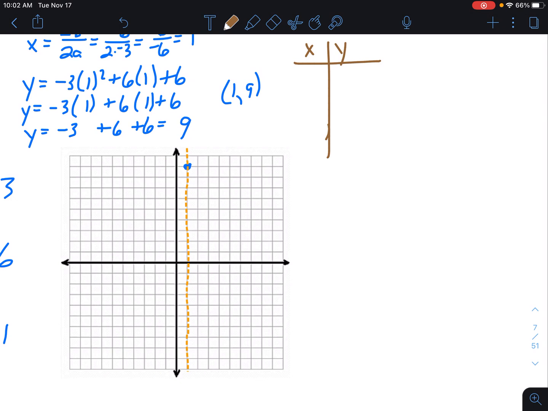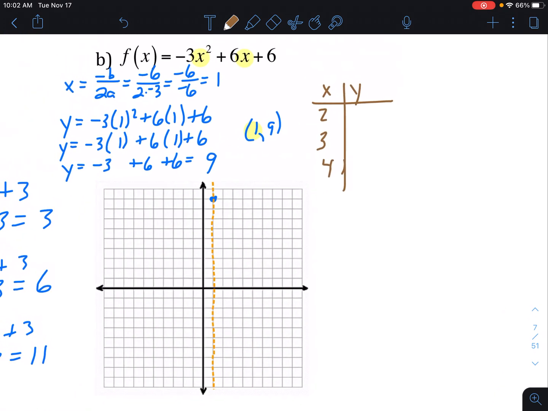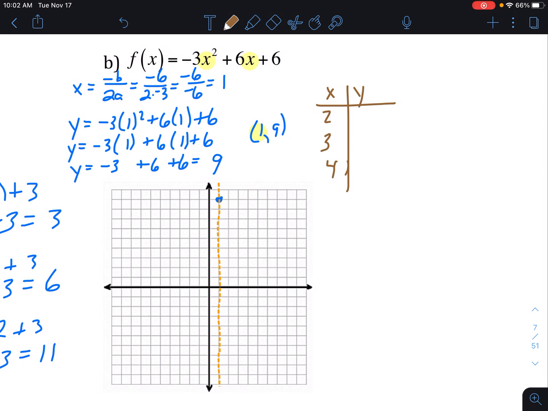Okay, so what x value should I choose? Well, again, take a look at the 1 for your first x value. So after 1 comes 2, 3, 4. Pretty easy. And then I'm going to use the formula again 3 times. Going to start with the 2, plugging in for the x.